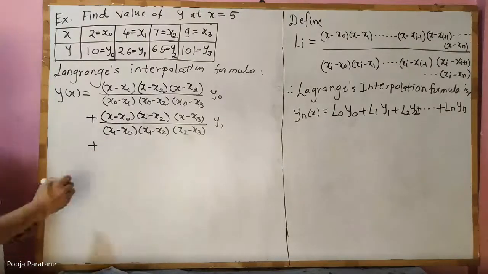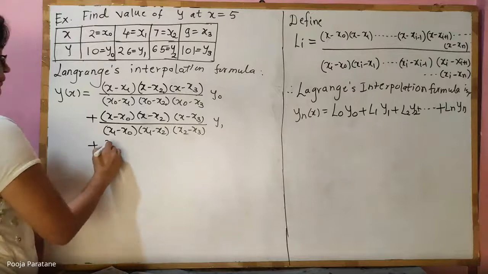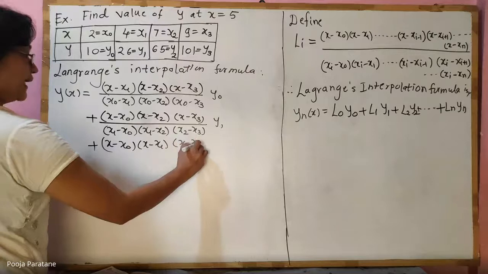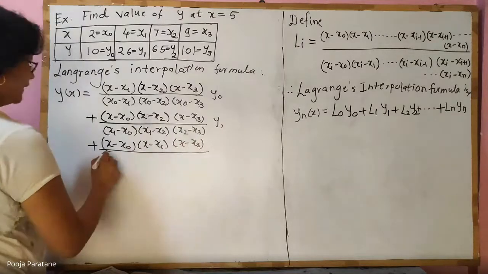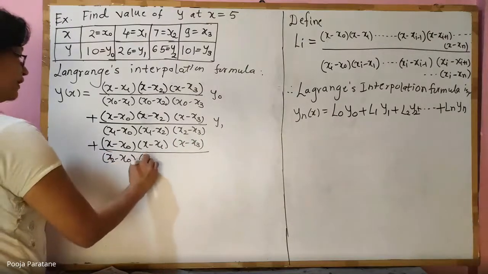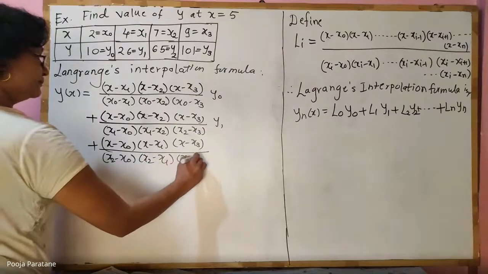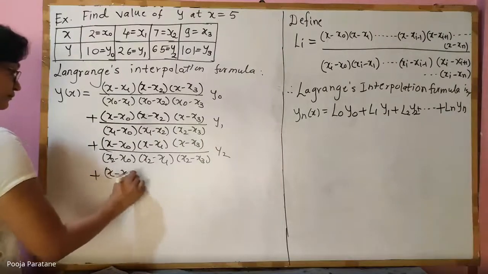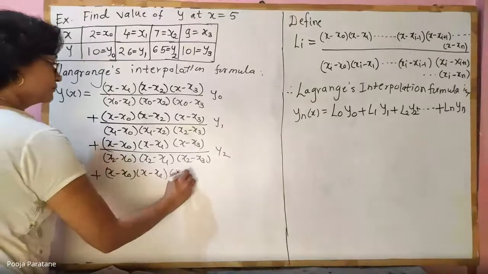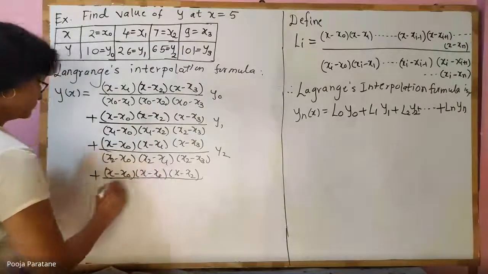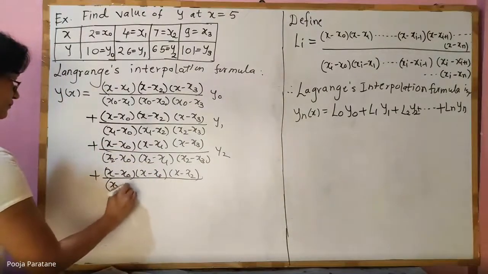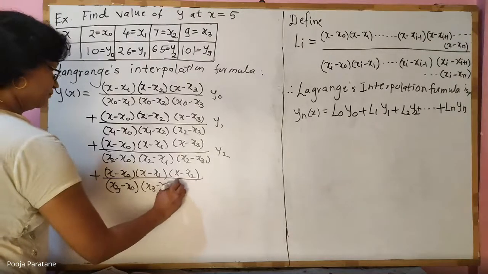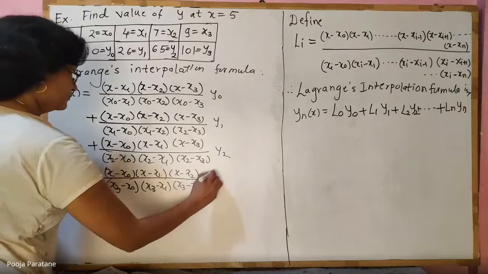Plus the next term, now related to y2. So x minus x0, x minus x1, x minus x3, because x minus x2 will not be there. Let me complete this formula now. And the last term, y3.